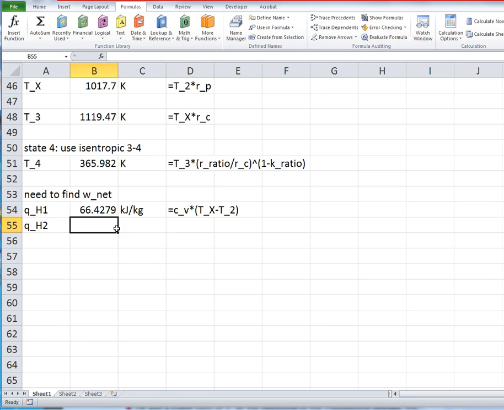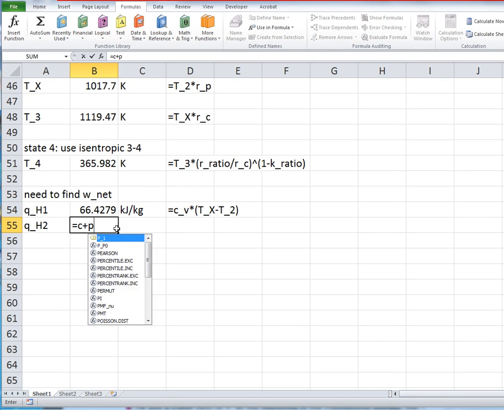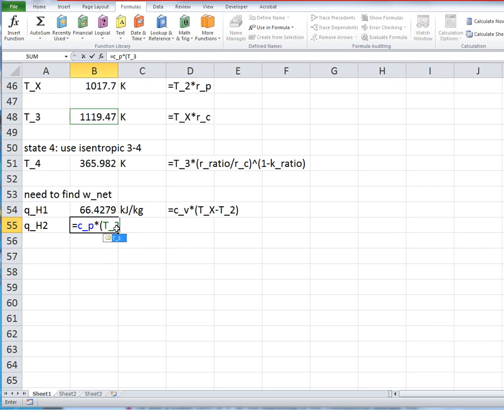QH2, it's a little bit trickier because remember that's heat added at constant pressure, and because of the work that's done during that process, we have to include that work in the first law expression. And when we do, we find out that the heat transfer during that process is actually related to the delta enthalpy, the change in enthalpy. And so there are the two parts to the heat transfer.